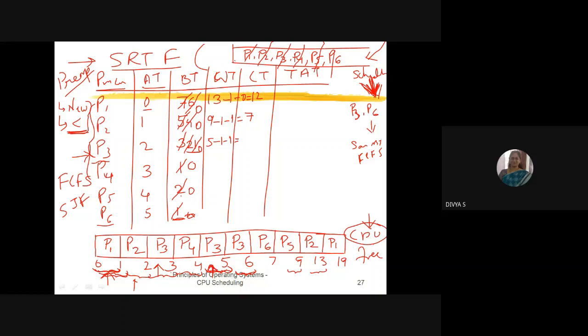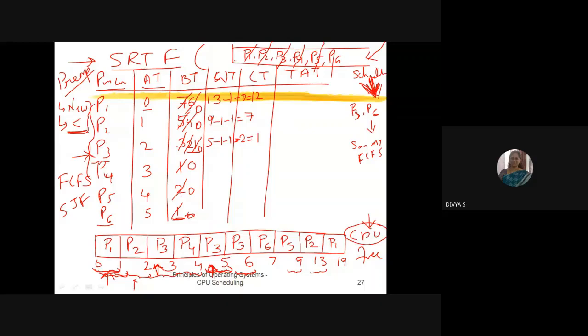This interval and this interval, minus its arrival time, that is 2. So what is the total? 1. 5 minus 1 minus 1 minus 2, that is 1. 1 only, ma'am. 1 only.